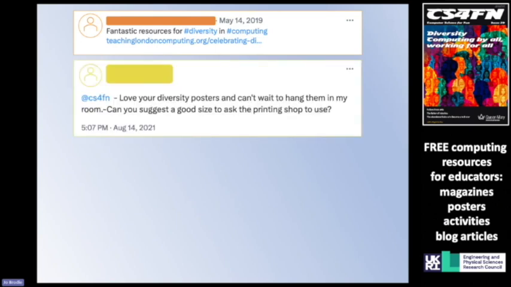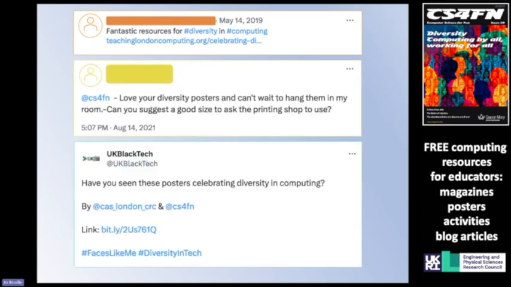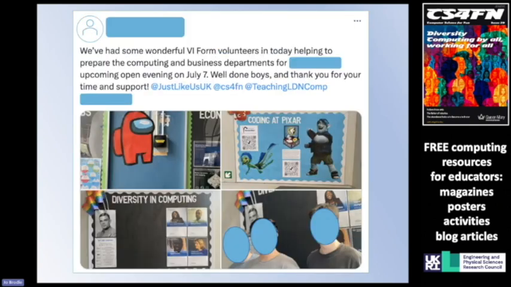Somebody asking for advice on how best to print them. And UK Black Tech are also celebrating as well. And this is a nice little example of just how they are used in the real world. So these are photographs taken by a teacher and published on Twitter. It shows our posters on a wall presentation with a whole load of other stuff going on as well. So I think that's really nice. Okay, so that's the posters.